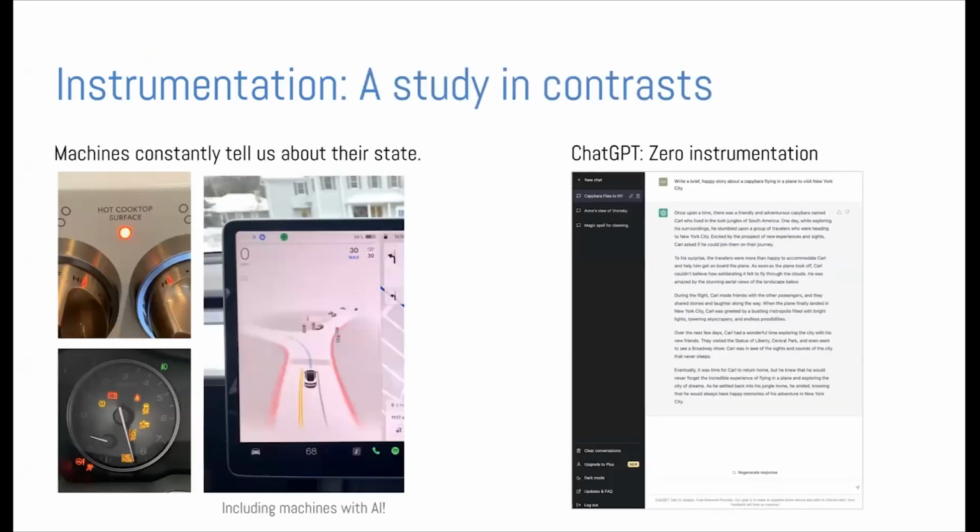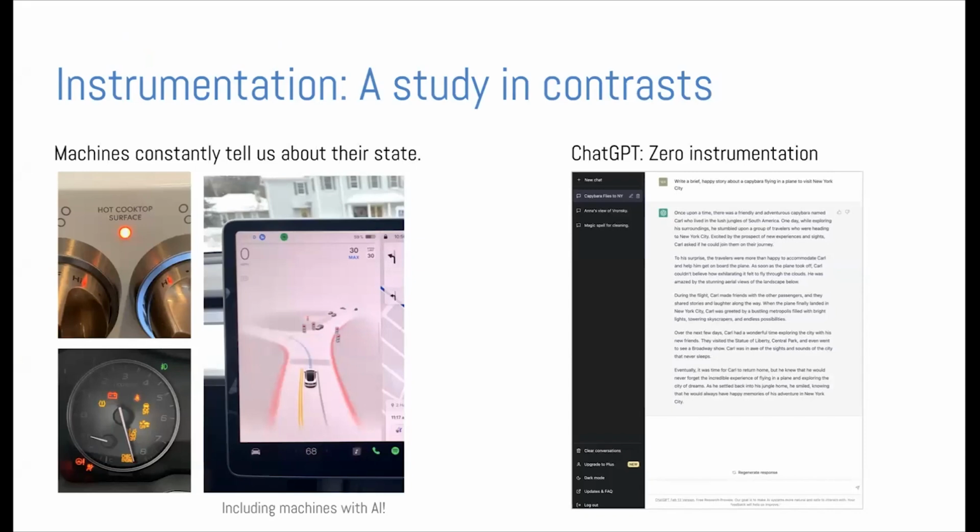Okay, so let's go back to LLMs and let's talk about instrumentation. If we wanted to create the equivalent of these dynamometer cars, or even more simple kinds of instrumentation, what would it be? The more you think about it, the more you think there really should be stuff like this. It's not just these fancy trains, but machines in general tell us about their state all the time.